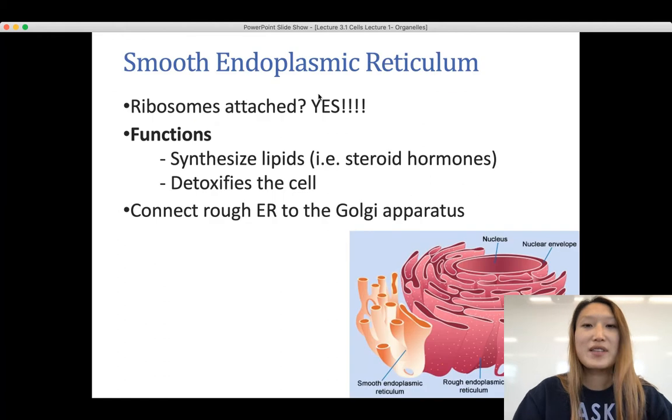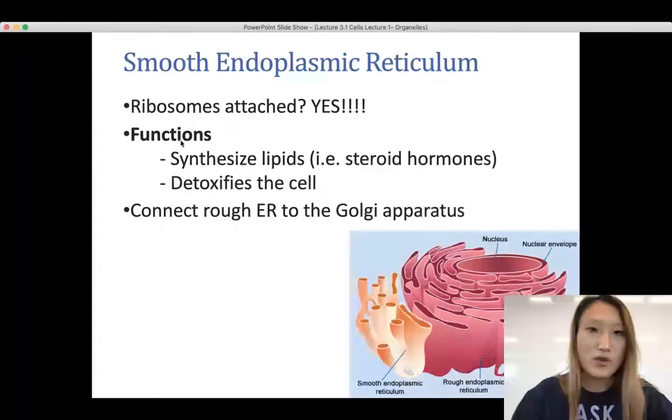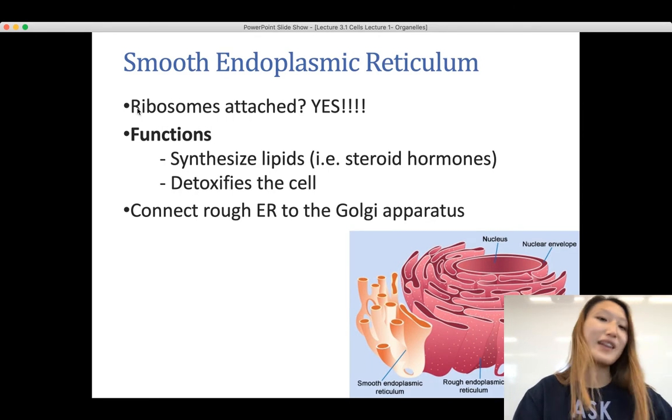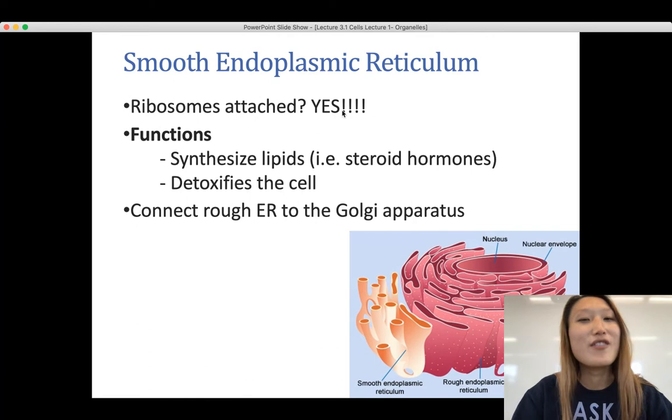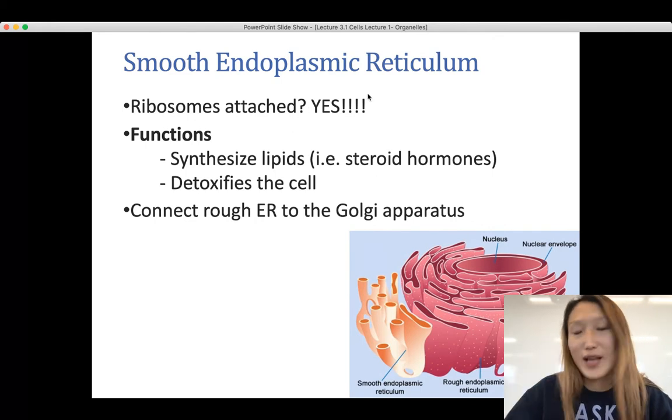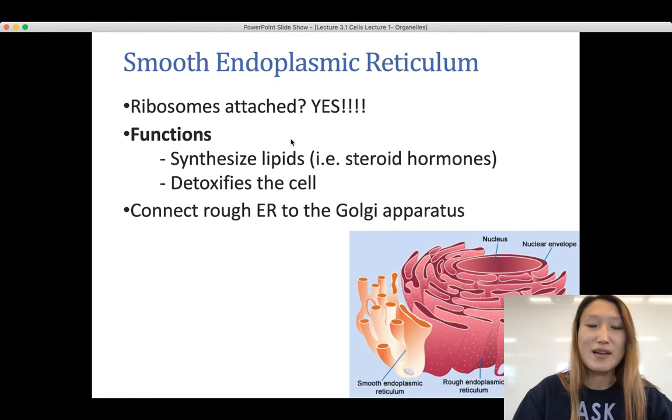Moving on, we have the smooth ER. So the smooth ER is smooth. So it should not say yes over here. I think I still haven't changed it, but it's supposed to say ribosomes attached: no. Okay, so please make sure you write down smooth ER. The reason why they're smooth is because they do not have ribosomes attached to them. So that means they're not in charge of making proteins.